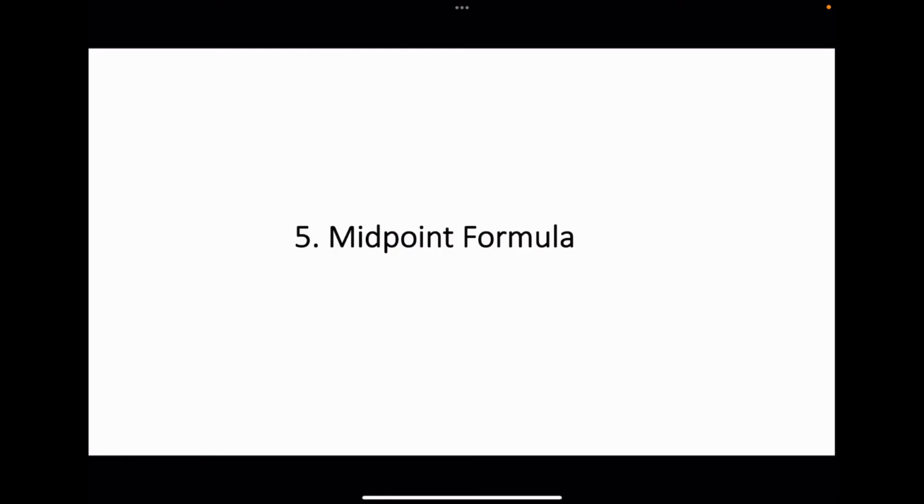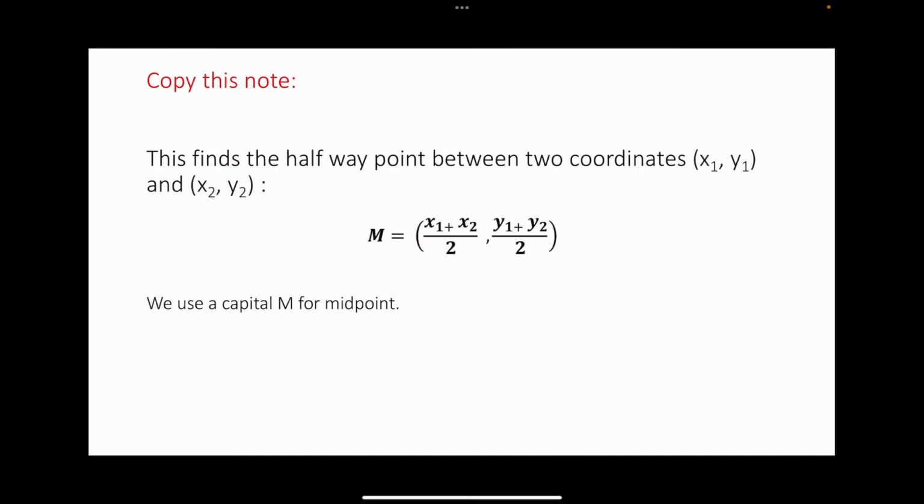So our fifth topic is the midpoint formula. Now, similar to the distance formula, there is a formula that you can memorise, or again, using common sense, you can find your halfway points. So your midpoint is the halfway point between your two coordinates, x1, y1 and x2, y2.